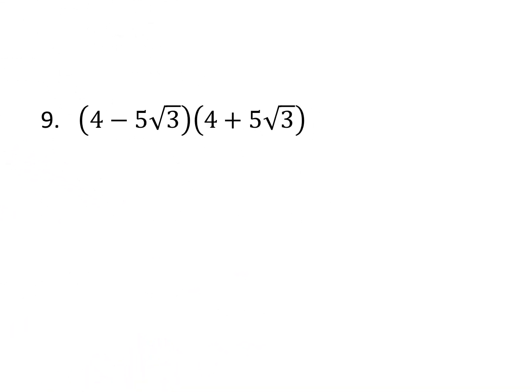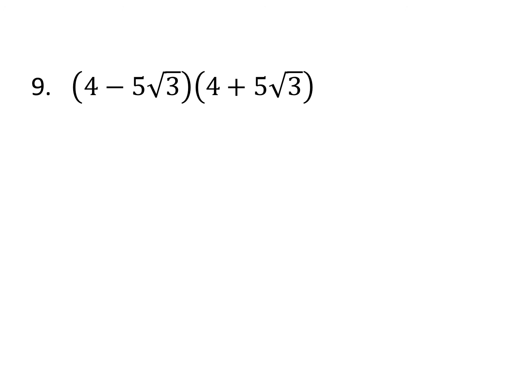Okay, so here's the deal with number 9. Do you remember what those are called when it's 4 minus and then 4 plus and they're the same thing? They're conjugates, right? When the one's plus and one's minus, but this stuff is the same. Those are called conjugates. We did a shortcut with conjugates. Maybe you want to just make a little note of that. You don't have to do the shortcut. What could you do to solve this problem?